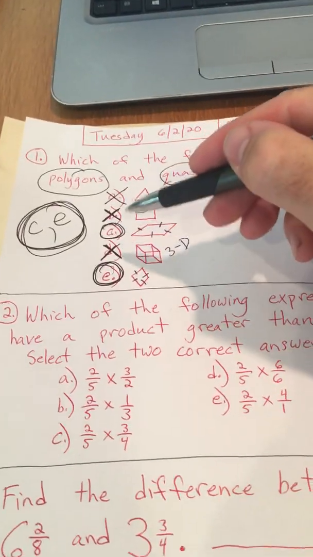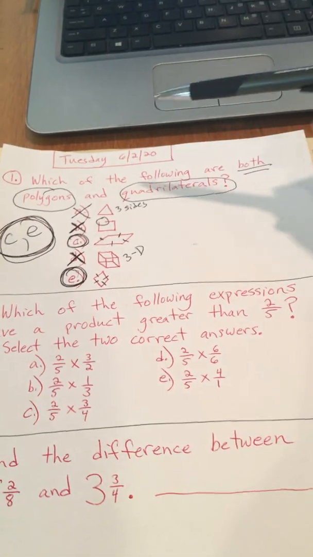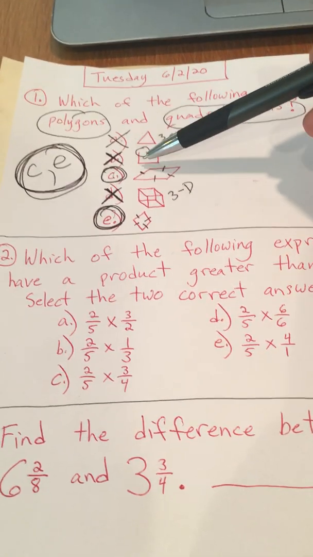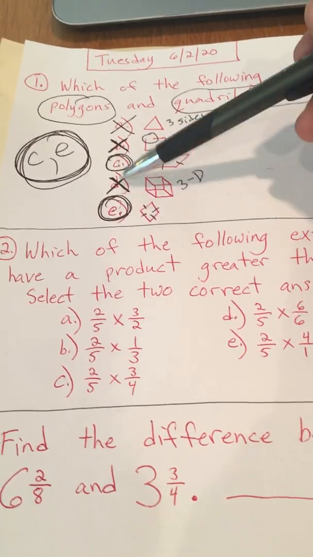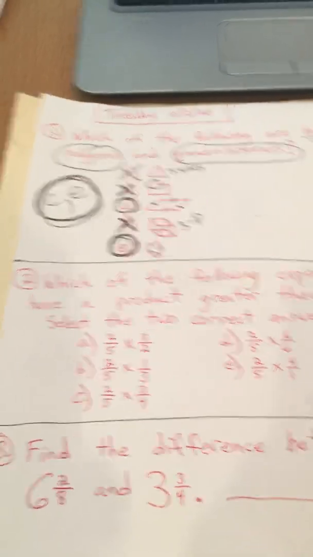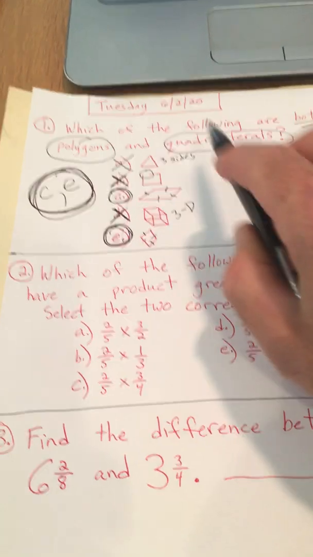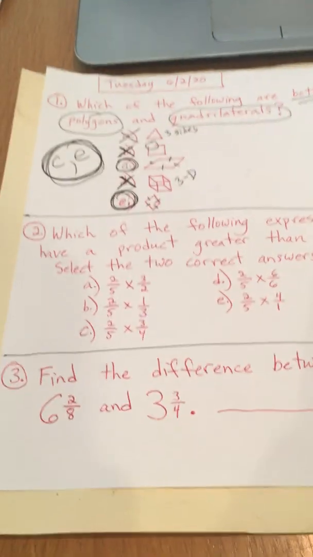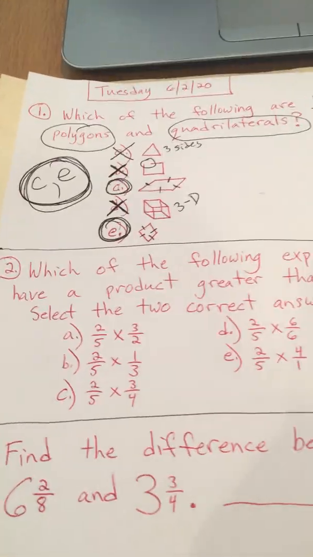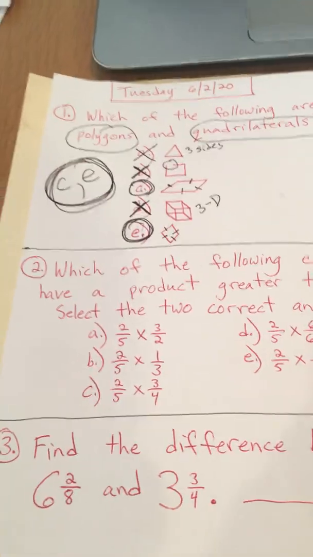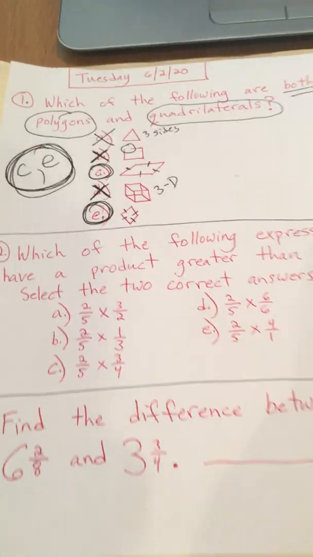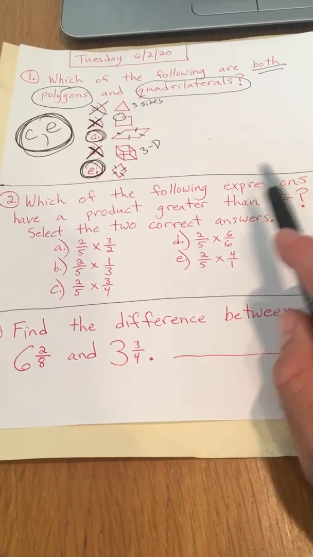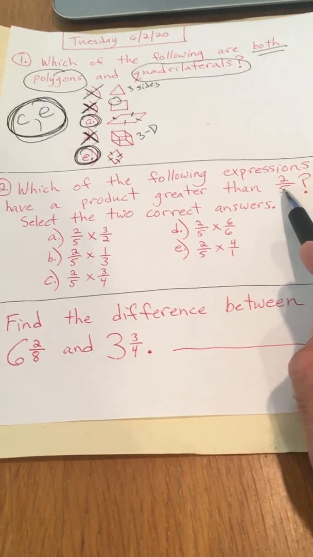You've got to work through all of them. Even though you found C was right, it says which of the following are both. We're not sure if it's just one. You've got to really carefully work through all of the options, and we found that two of them are correct. C and E are both polygons and quadrilaterals. Okay, if you got that, give yourself some snaps. If not, I want you to look at those definitions of polygons and quadrilaterals, and we'll try another one like that later this week.